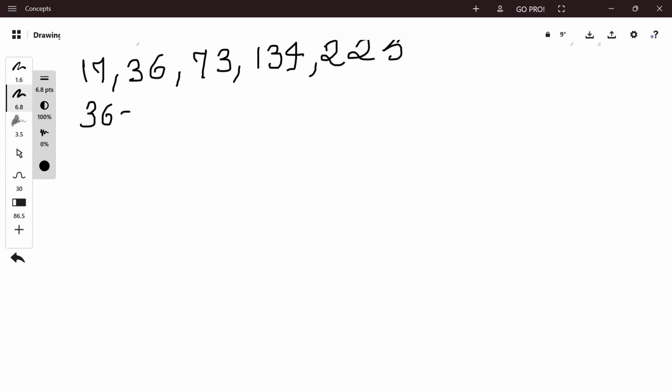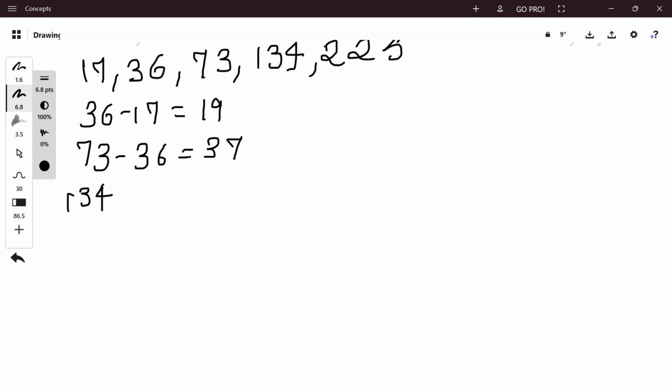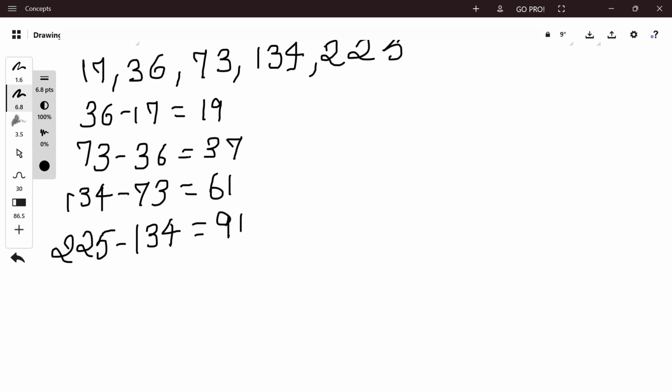Calculating the first difference, that is 36 minus 17, which is equal to 19. 73 minus 36, which is equal to 37. 134 minus 73, which is equal to 61. And 225 minus 134 is equal to 91.